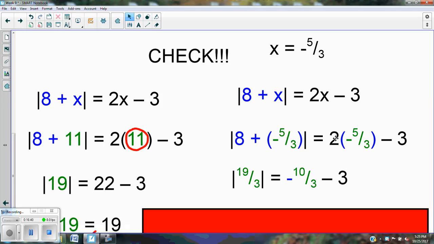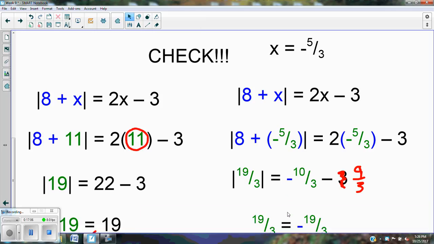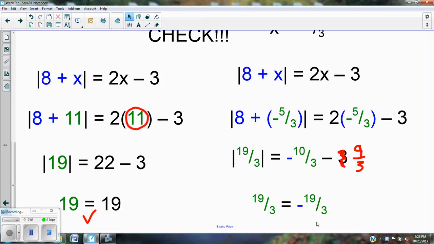Same thing over here. 2 times negative 5/3 is now negative 10/3. I'm subtracting 3. Now to help you with fractions, we're going to call this 9/3. Or sorry, 3, the whole number, is the same as 9/3. Negative 10/3 minus 9/3 comes out to be negative 19/3.